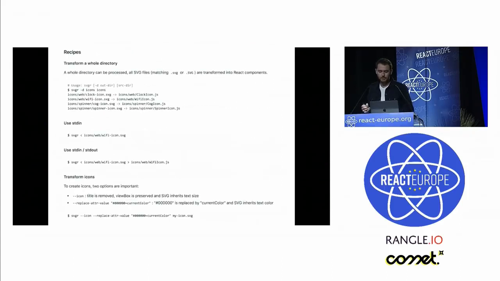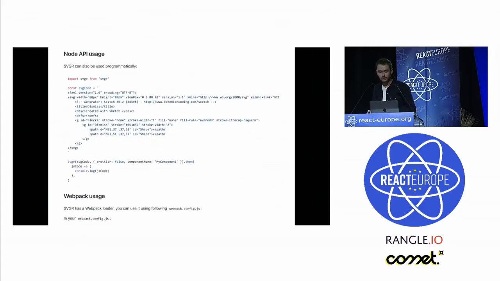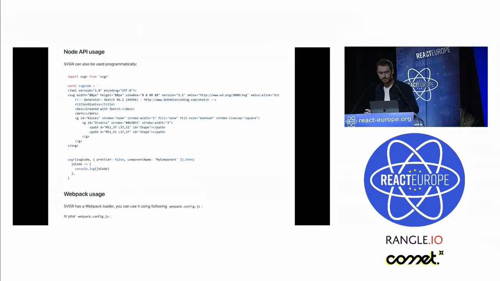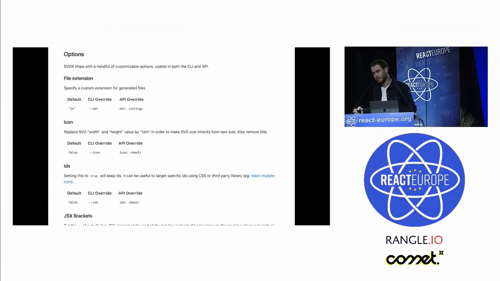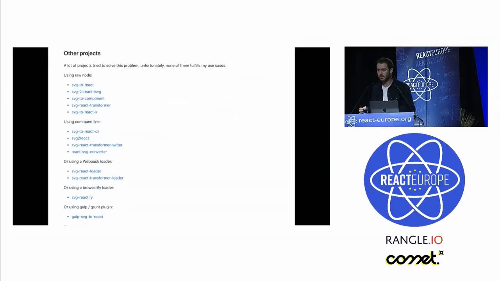Then some recipes. Users do not want to read the complete API to know how to do a simple use case. Then you can describe more complex usages like Node.js API, Webpack. And then you have to describe all options. This is the full API. And you can also refer to other projects to thank them and also to say, I know they exist, but they don't fit my need.